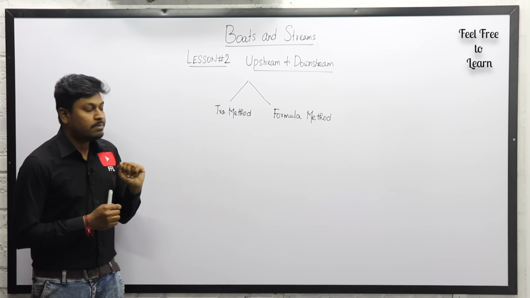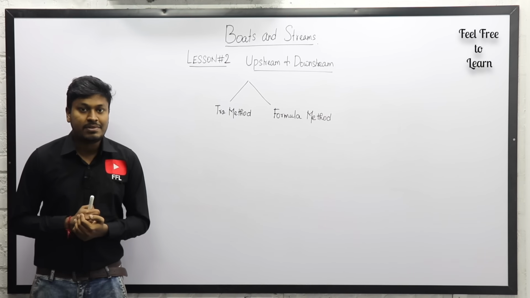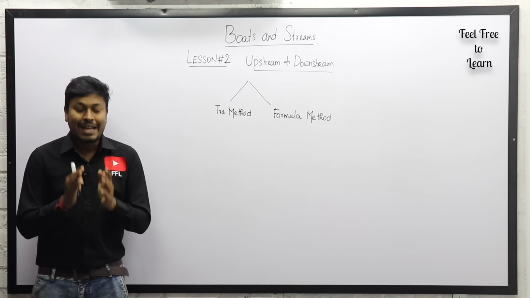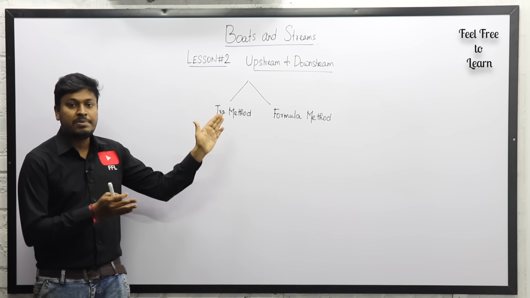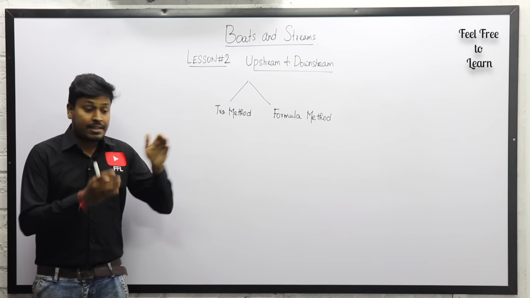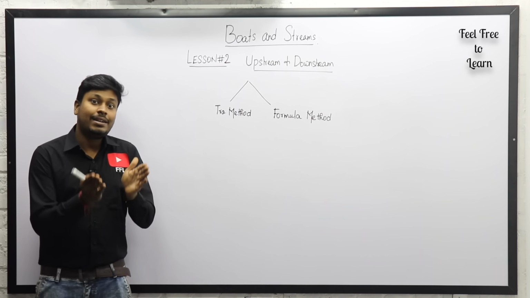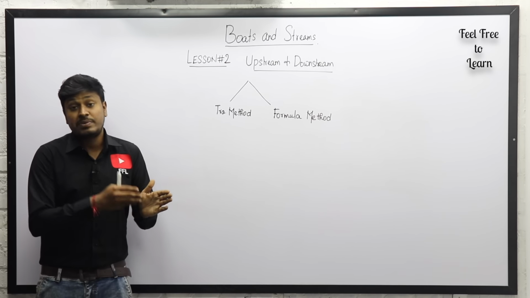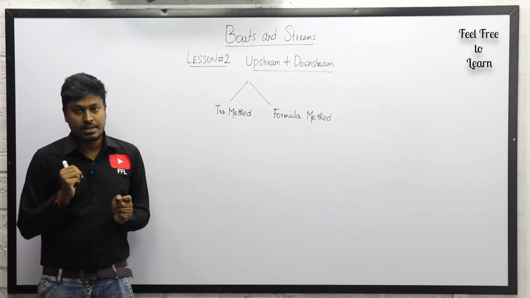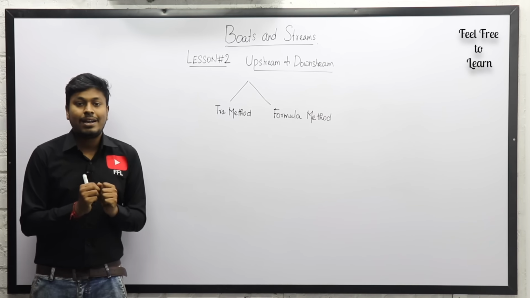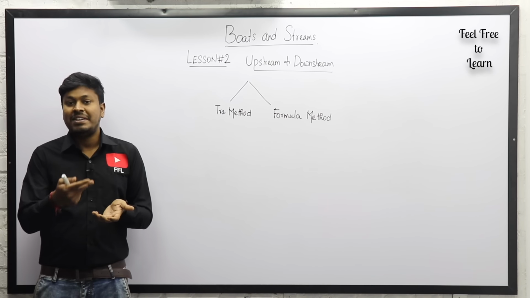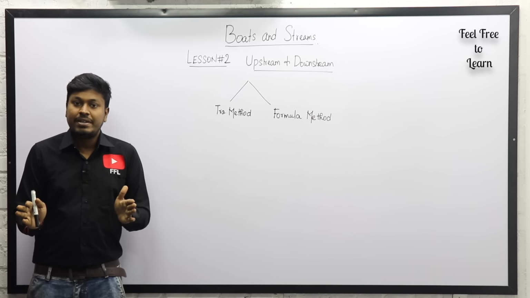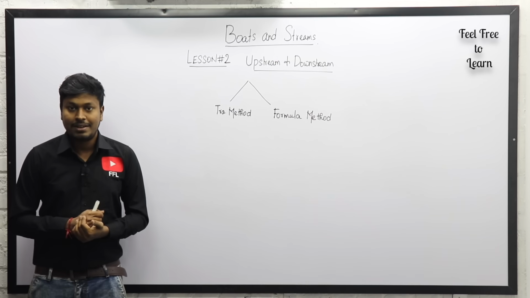In this lesson number 2 on the topic boats and streams, we are going to solve 9 questions, and all the 9 questions will be based on the concept of upstream and downstream. In the question, they usually give the data for upstream as well as for downstream. By using that, our target is to find either distance or speed or time. So all these 9 questions will be based on this concept, right?